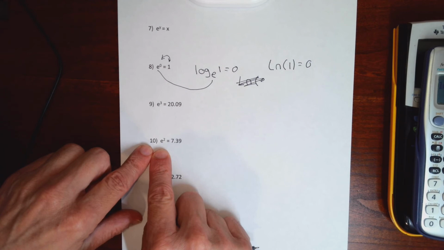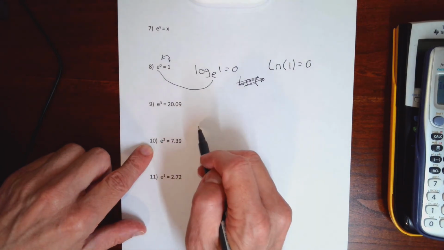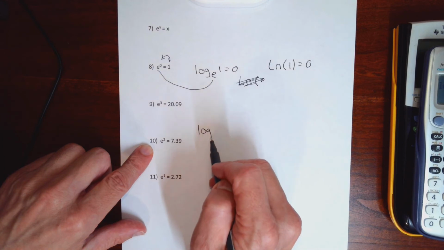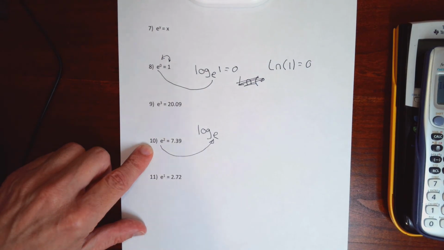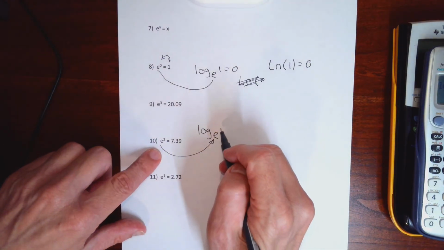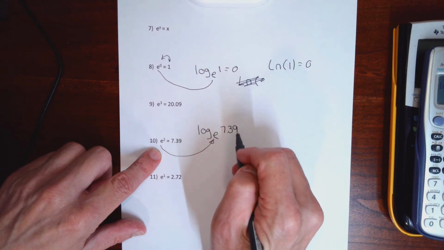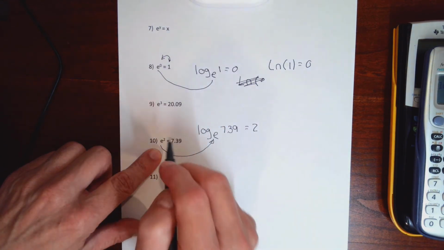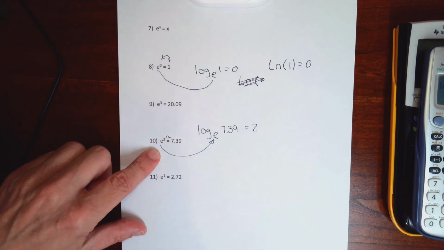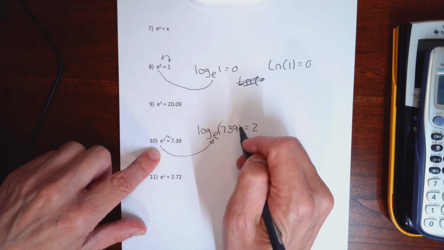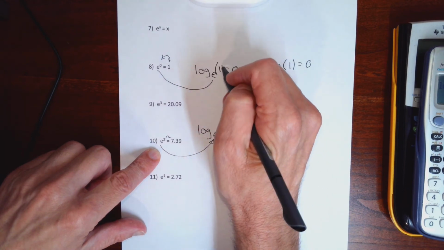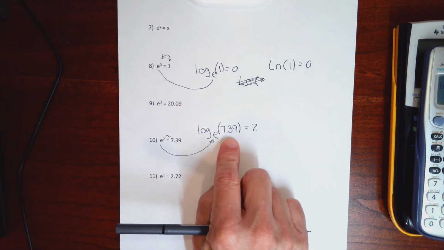Problem 10 says e squared equals 7.39. The logarithmic version of this would be the log base e. So the base of the exponent becomes the base of the logarithm. The 7.39 is going to become the argument, and the 2 is going to go to the right of the equal sign. This problem really should have a little squiggly because it doesn't exactly equal that. That's a rounded version. I'm probably consistently inconsistent. It's not ever wrong to put the argument in parentheses, but if it's just the logarithm of a single number, I probably don't usually put it in parentheses.